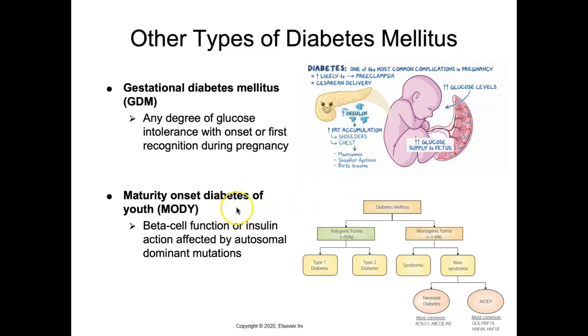And then we've got maturity onset diabetes of the young, or MODY, and this is when our beta cell function or insulin action is affected by an autosomal dominant mutation. You could kind of see the schematic over here. So far we've talked about these polygenic forms. The monogenic form is where we're going to see that MODY settle, and you could see some of the more common mutations listed over here. And there have been at least 13 genetic mutations that affect critical enzymes that involve the beta cell functioning, so that when affected, we have the onset of diabetes.